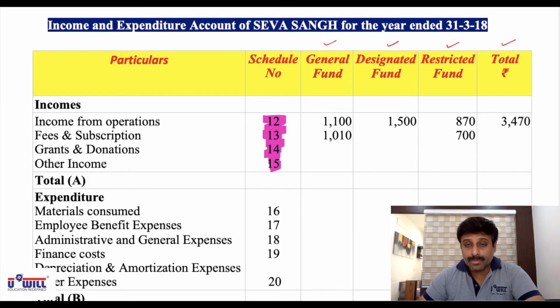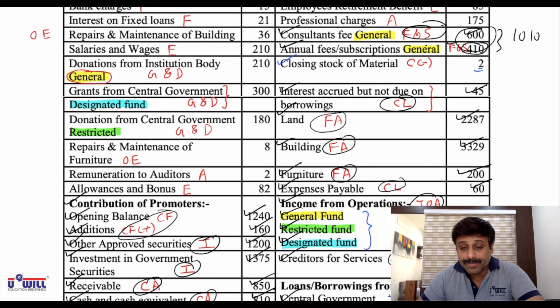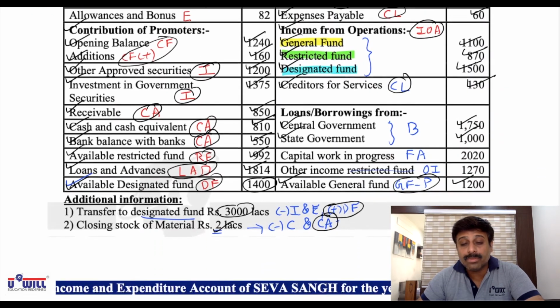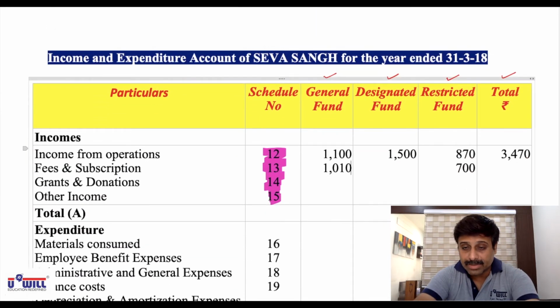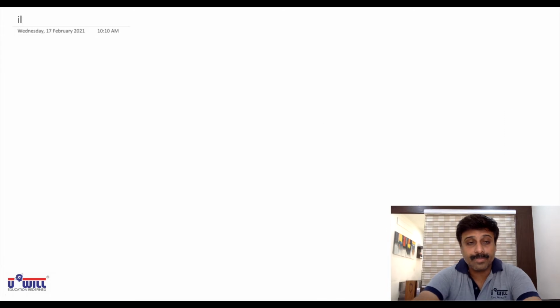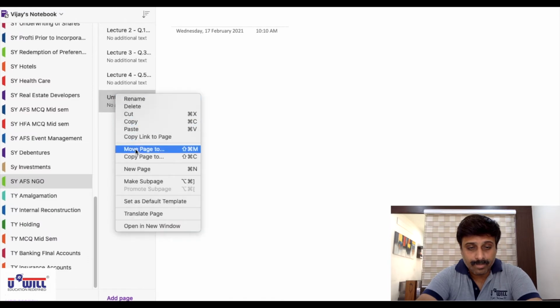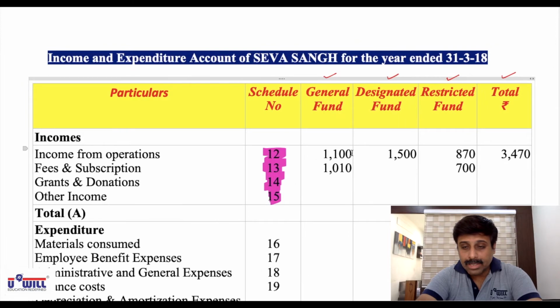Okay, total of both the fees. Then any other item marked as F&S, see in the question? No other items. So there is no fees and subscription related to designated fund. There is no fees and subscription. Okay. Related to designated fund, there is no fees and subscription.